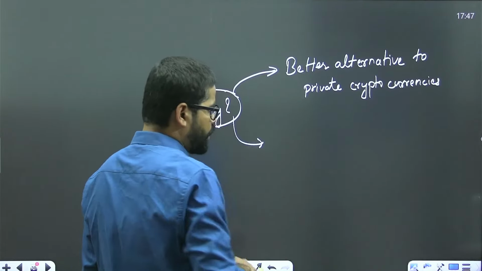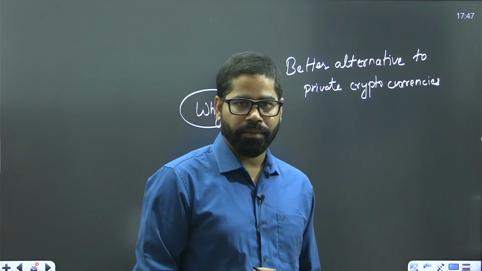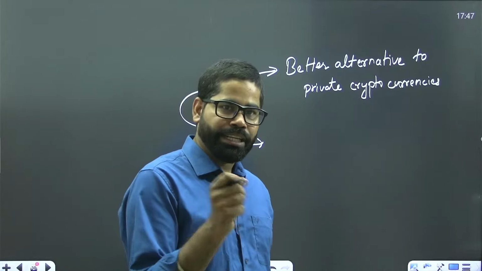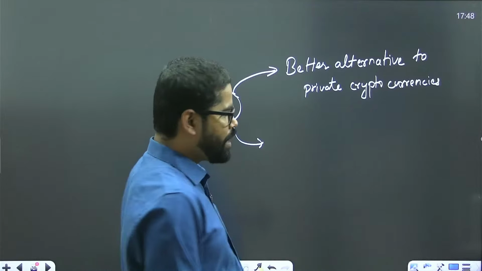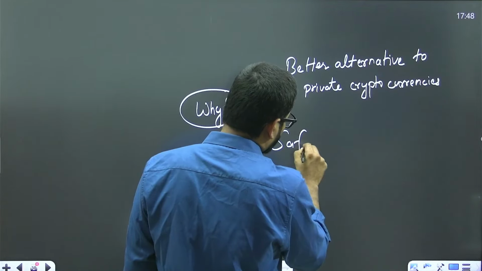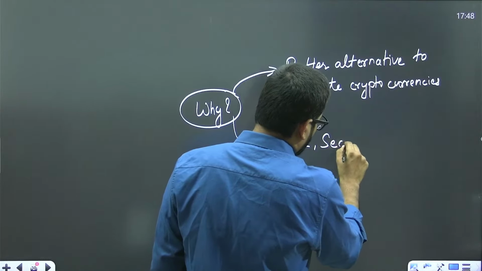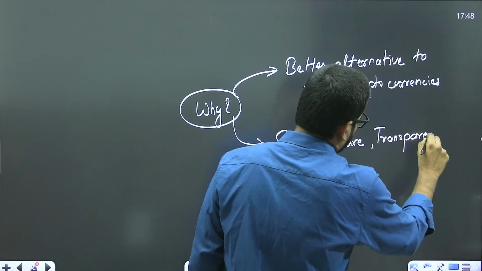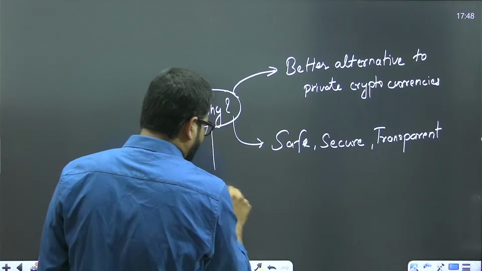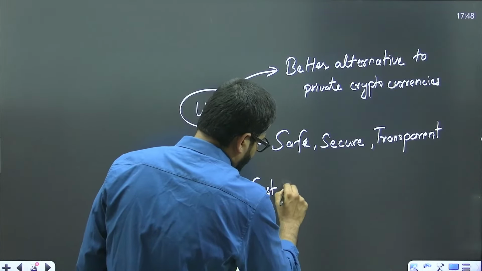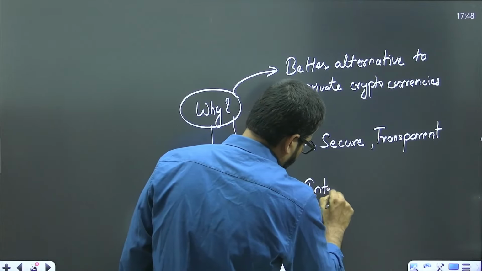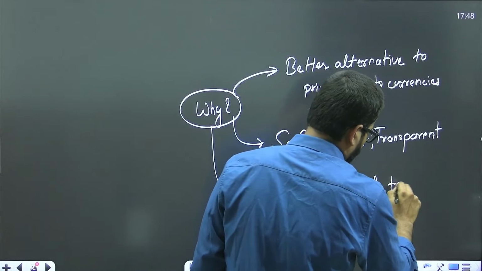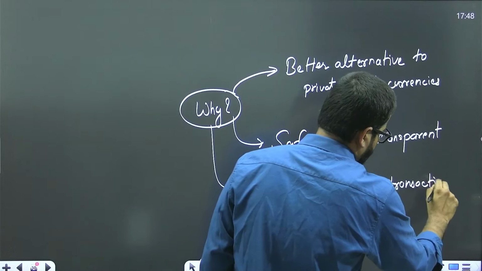Second thing is the main part. If it is a cryptocurrency, if it is blockchain based, it is safe, secure and transparent. The third main thing is the cost of international transaction.